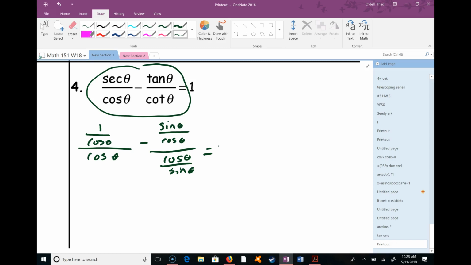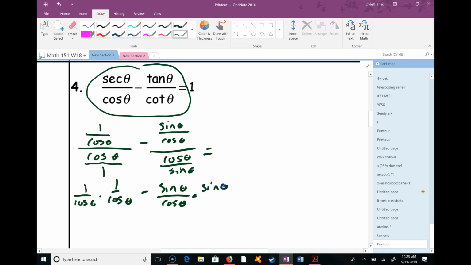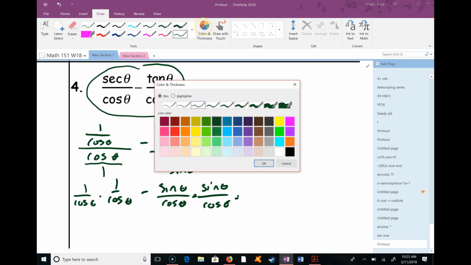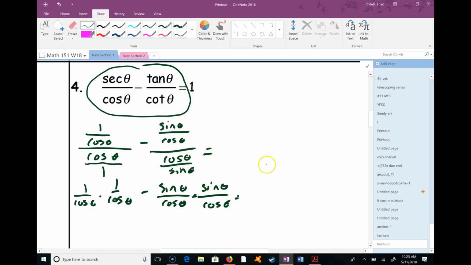So now these can be simplified, because I have a fraction divided by a fraction, if you will. If we put a 1 over there, you can see that's a fraction. So when you divide a fraction by a fraction, you flip it over and multiply. So if I flip this over and multiply, I'm going to have 1 over cosine times 1 over cosine minus sine over cosine times sine over cosine. I'm going to make this pen write a little bit thinner. Okay?